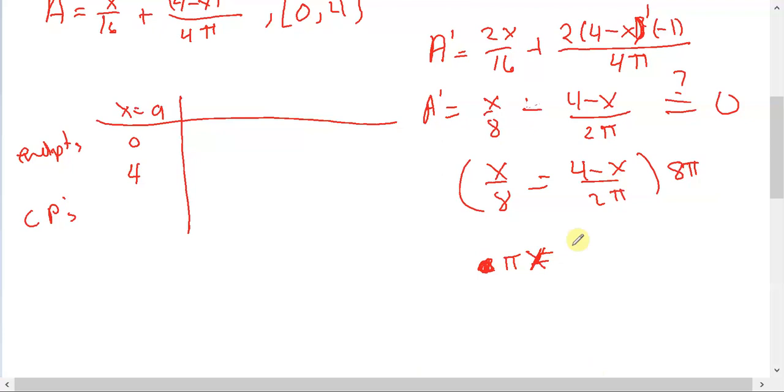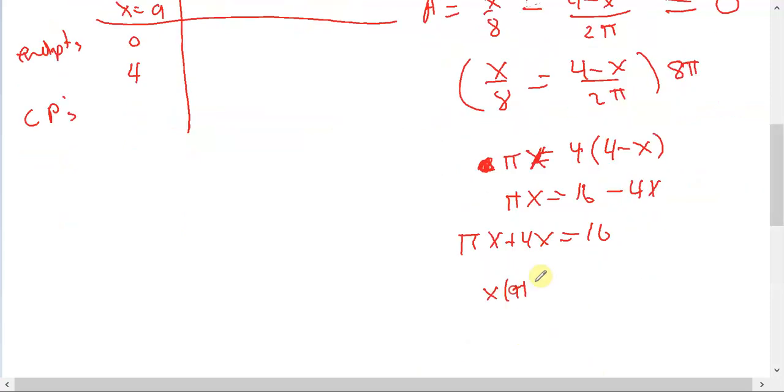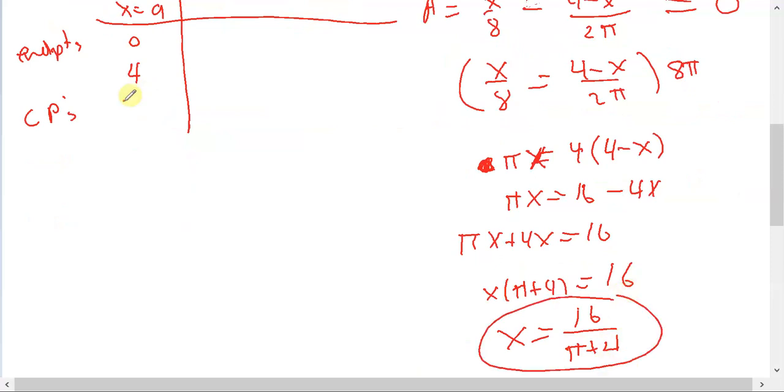On this side I get, canceling out the pi and part of that, 4 times 4 minus x. So if I clear all this out, I get pi x equals 16 minus 4x. I'll bring this back over here and I get pi x plus 4x equals 16. I can factor out an x, pi plus 4, and so finally x is 16 over pi plus 4. All right, it's a little messy as far as the numbers go, but I've got my critical point, 16 over pi plus 4.